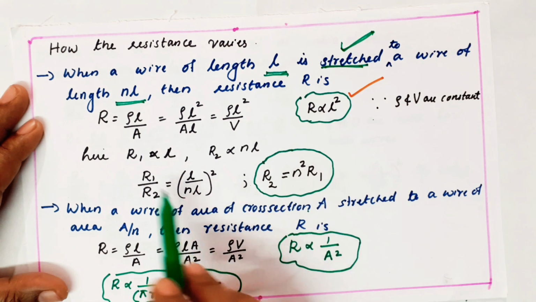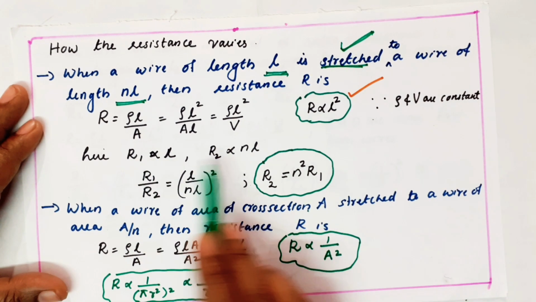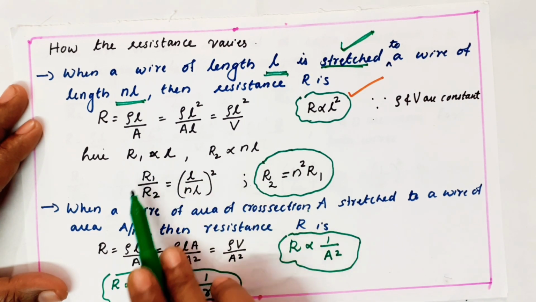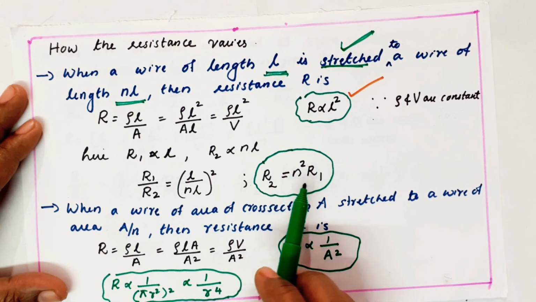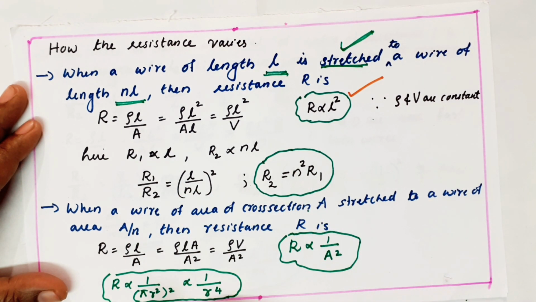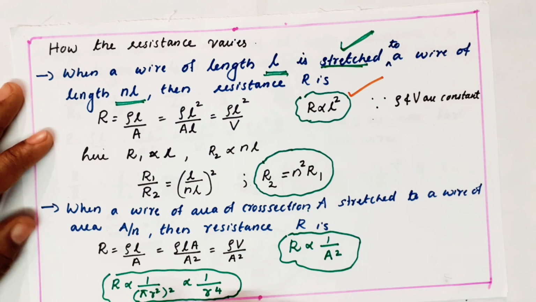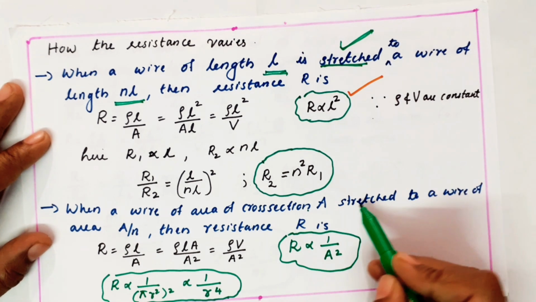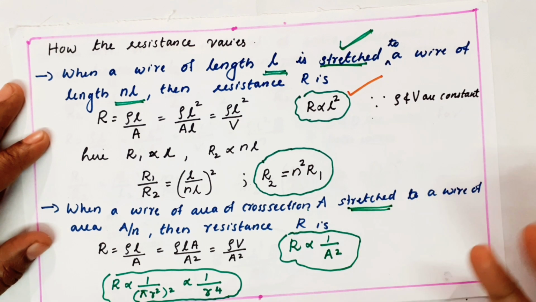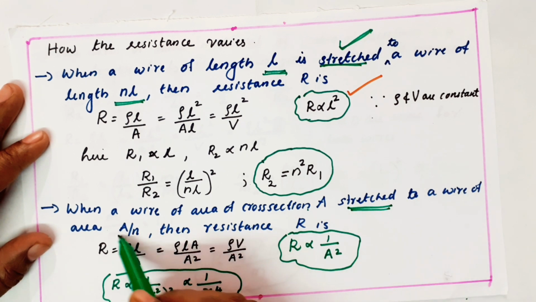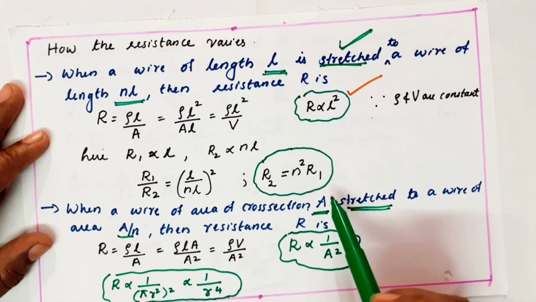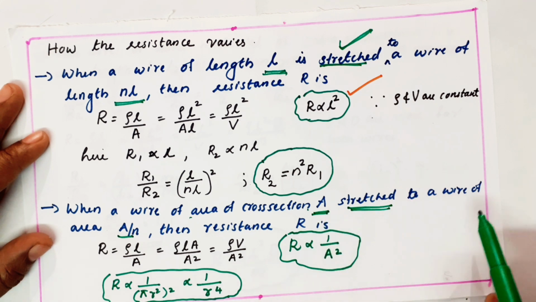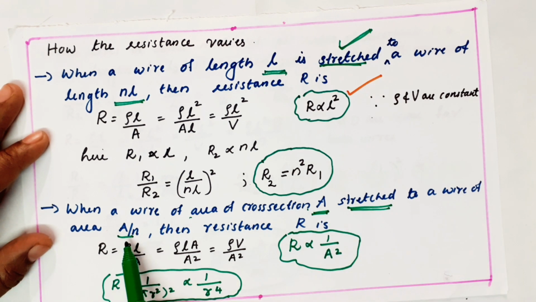Clear? So I am just writing first R is proportional to L, next R is proportional to NL. So if you are substituting, I will get R2 is equal to N square of R1. Clear? Same thing for the stretched case, you are taking the area. Now we know if you stretch a wire, definitely the area of cross section will decrease. So that's what I wrote. First area. When a wire of cross sectional area A is stretched to a wire of area A by N, then the resistance R is the same equation, rho L by A.